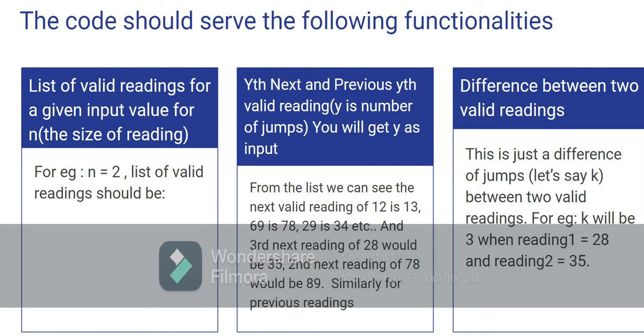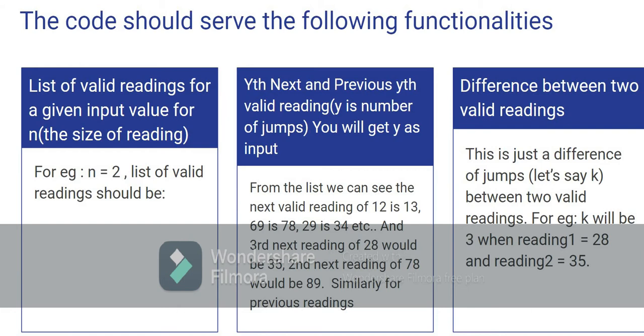The first functionality should be that you have to generate a list of valid readings for a given input n, which is the size of the reading. Valid readings are those which go from the minimum possible reading to the maximum possible reading, and it will keep checking if the numbers that come in that range have their digits in ascending order or not. That is the only constraint which makes a reading valid or invalid.